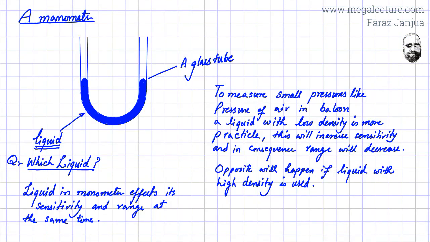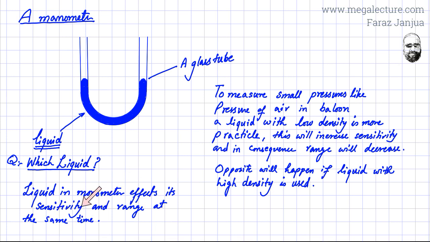This is how a manometer looks. It is a glass tube, open on both ends and filled with a liquid. Which liquid should we use? The liquid has to be selected on the basis of how much pressure you are supposed to measure using that manometer. The liquid in the manometer affects the sensitivity and the range at the same time.